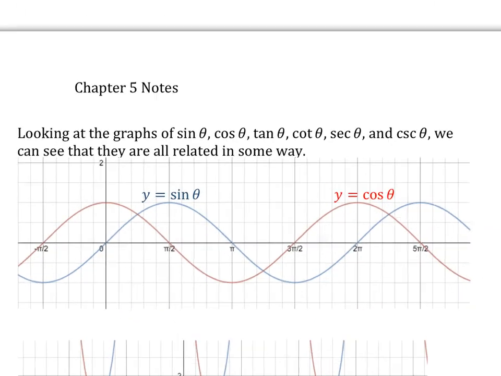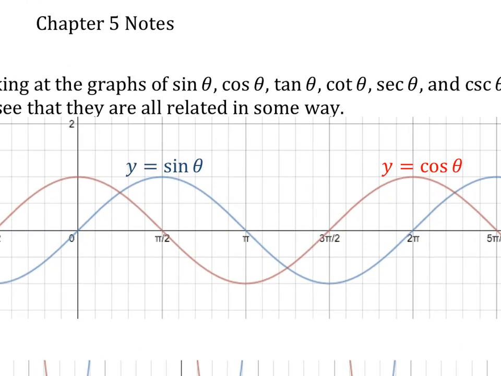Okay, so let's look at the graphs of sine and cosine. Sine is the blue one, cosine is the red one. How far apart are the graphs from each other in the x direction? Good, pi over 2. They're offset by pi over 2, right?